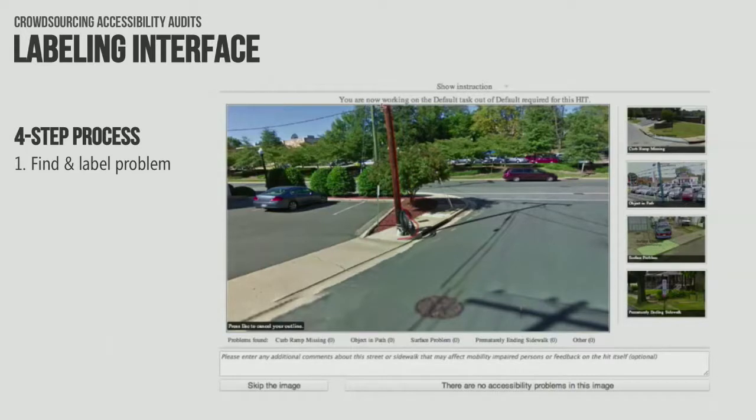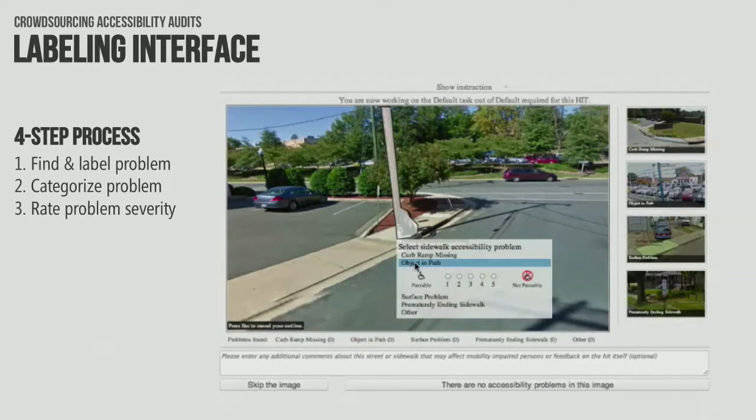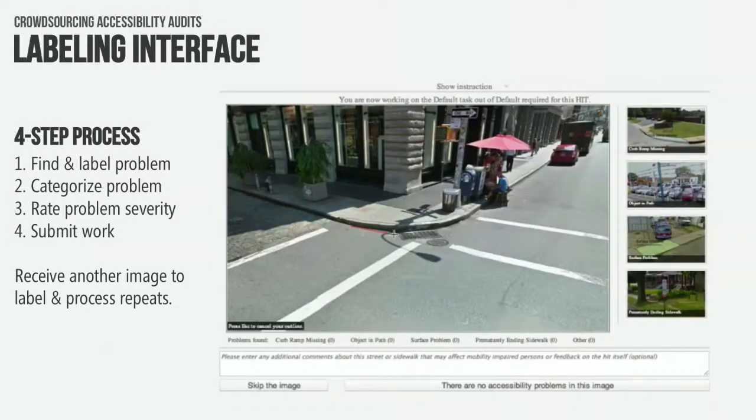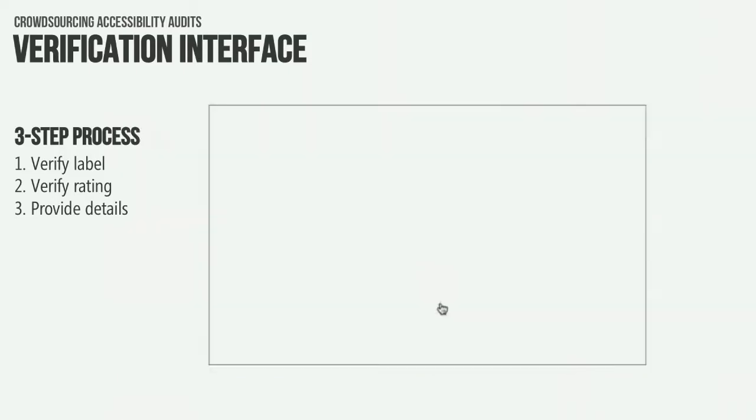And then once you've done that, we pop up a little menu, and you have to categorize it: either surface problem, object in path, or missing curb ramps. And in this case, it's object in path. And then we have you assess the severity on a scale of 1 to 5, where 5 is most severe, which means that it's inaccessible for somebody who's in a wheelchair. And then you submit your data to our servers, and you're given another image to label. In this case, an image without curb ramps. Verification is somewhat similar. Verifiers can accept or reject labels, as well as severity levels.